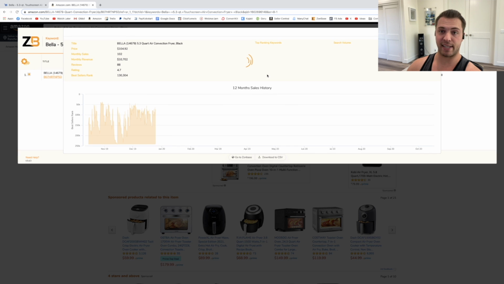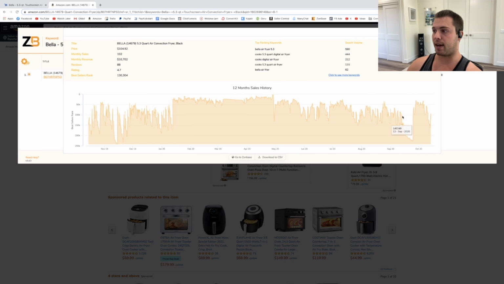I can see the sales history of it. So you see it had a big drop here where it wasn't selling well. Probably it was out of inventory with Amazon restrictions and things that happened back then. And then it started selling well again. So it's been selling pretty well over time. This is the 12-month sales history.